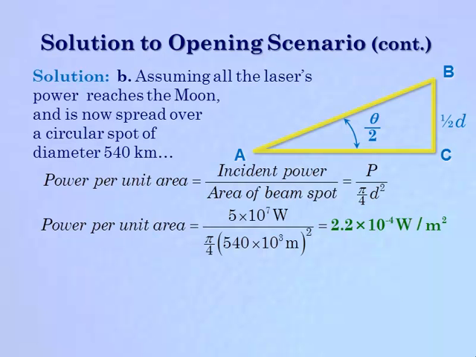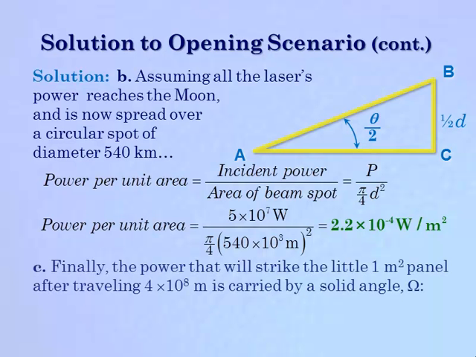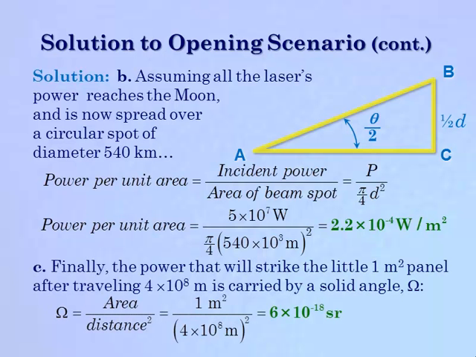And we'll have 2.2 times 10 to the minus 4 watts per square meter. And finally, the power that will strike that little 1 square meter panel after traveling 4 times 10 to the 8th meters is carried by a solid angle, and we can calculate it as the area divided by the distance that it traveled squared. If you remember back to our geometry unit, we talked about solid angles. So that'll be 1 meter squared divided by the distance, 4 times 10 to the 8th meters, squared. And that'll evaluate out to 6 times 10 to the minus 18 steradians. So that's a pretty small angle.